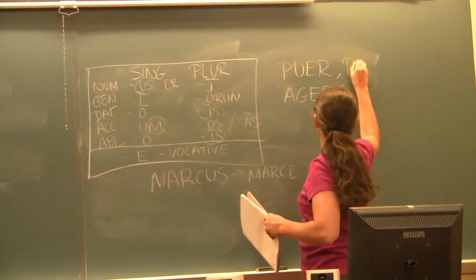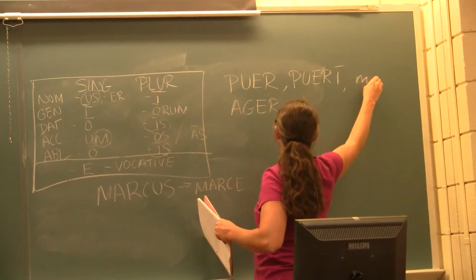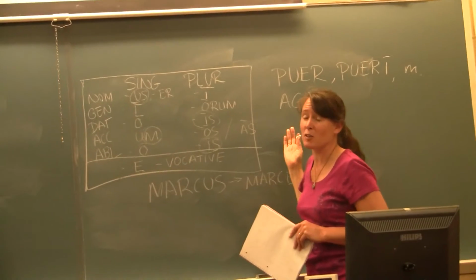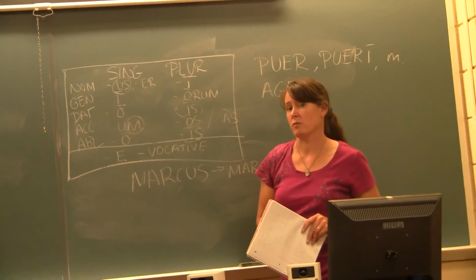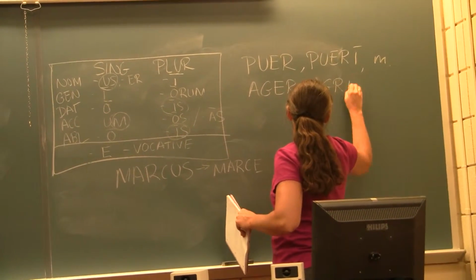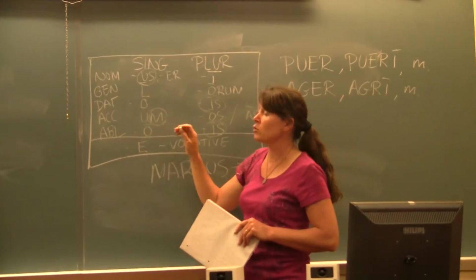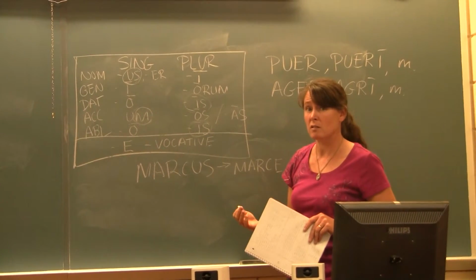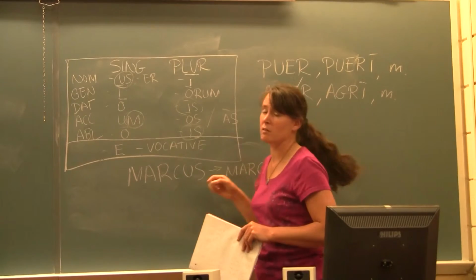So when you memorize your vocabulary, you're memorizing the nominative and the genitive and the gender. Puer, pueri, masculine. But ager is different. The E drops out in the genitive. So it's ager, agri, masculine. So when you're declining it, you drop the E out. So it isn't ageri, it's agri. The E drops out. So you lose it here.